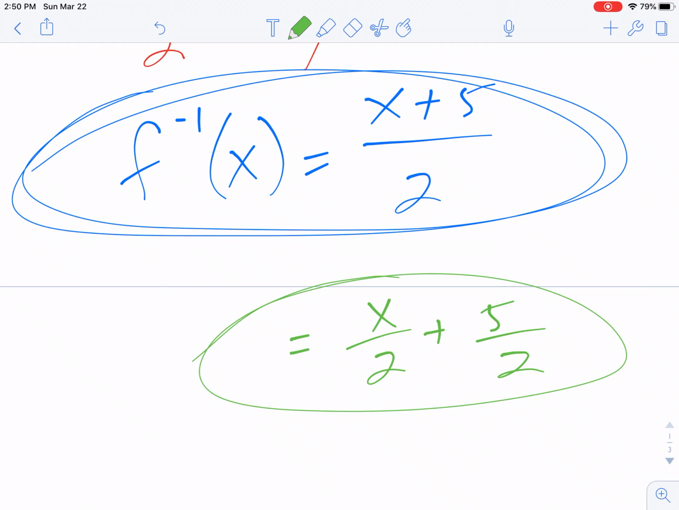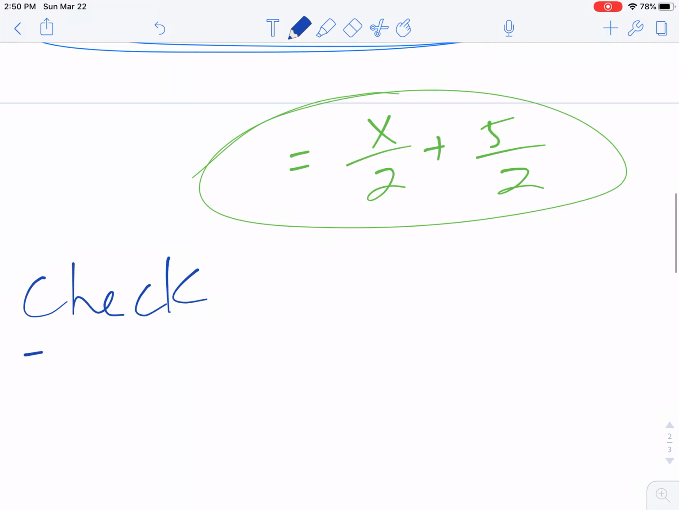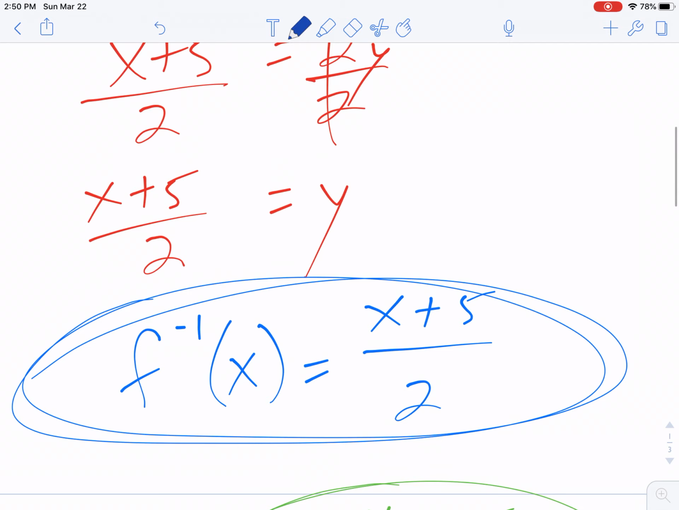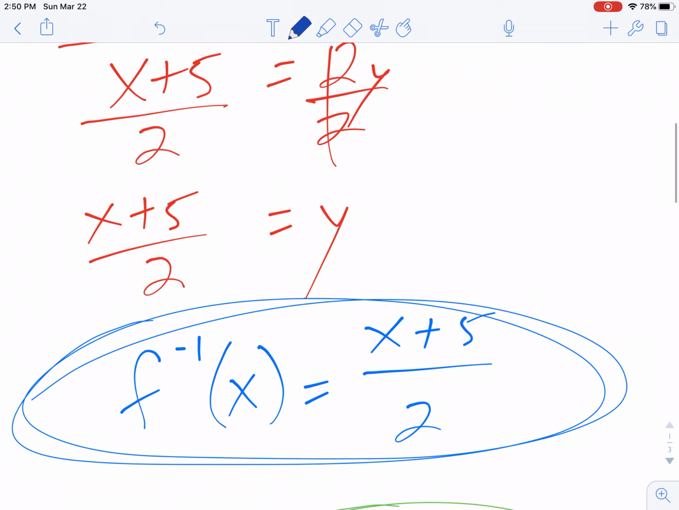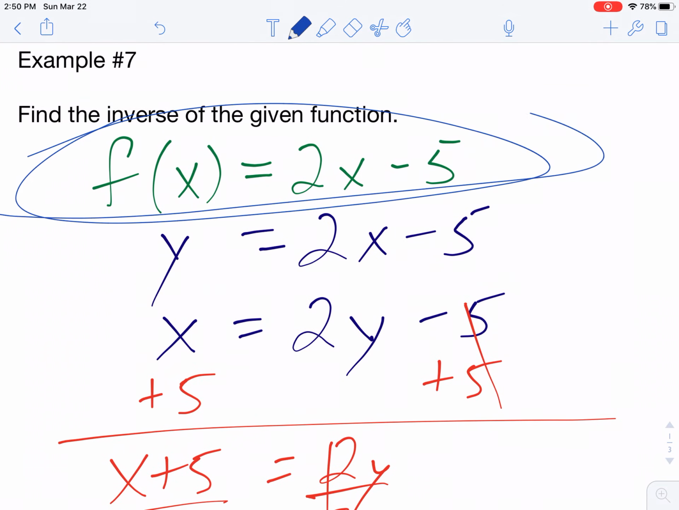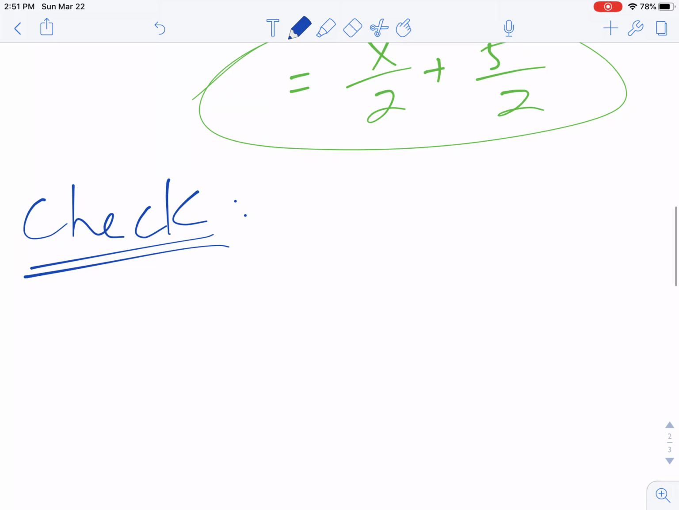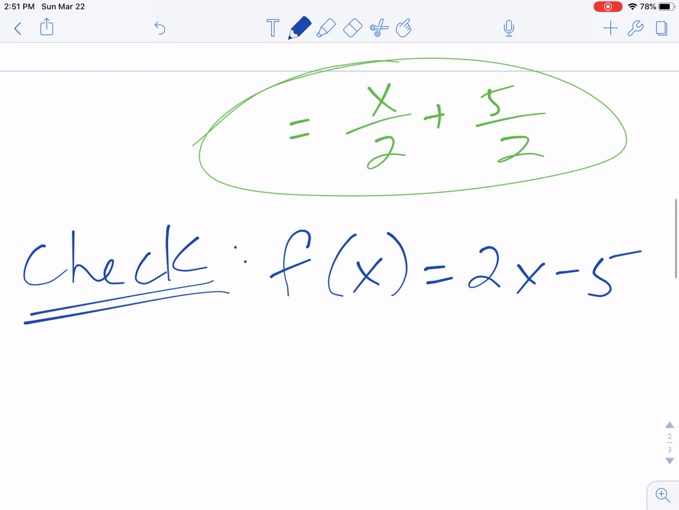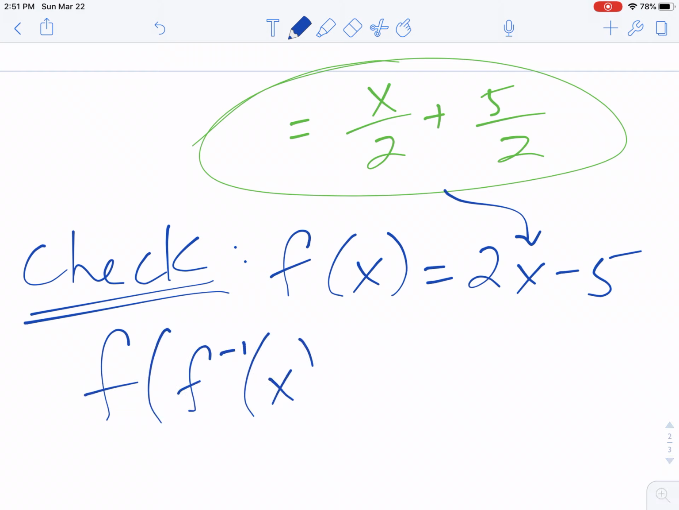This is the first problem, so it's an easy one to check. I don't usually check my answers, but what you have to do is take your answer, x plus 5 over 2, and substitute it into your original function. Well, my original function was f of x equals 2x minus 5. So we're going to take that and substitute it in here. And if we do that properly, we should get a value of x. That's what the definition said we should get.